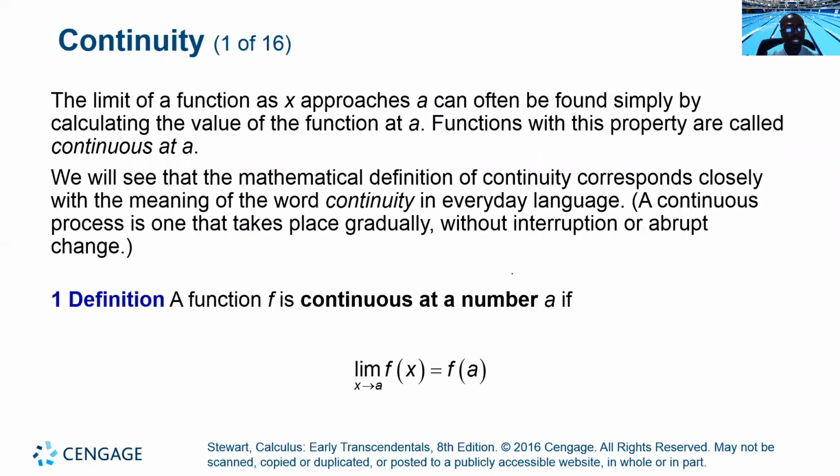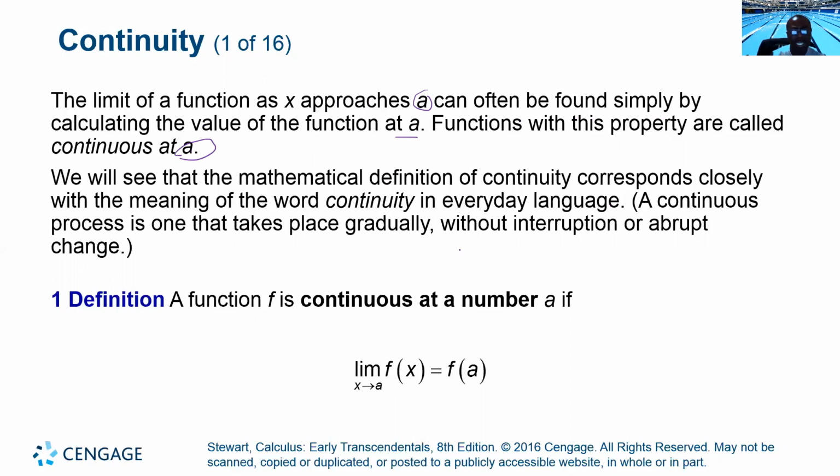Okay, so let's begin with the first, defining what continuity or continuous of a function means. Okay, the limit of a function as x approaches a certain value a can often be found simply by calculating the value of the function at that a, if it's in the domain. So functions with this property are called what? Continuous at what? At a. It is in the domain, so we can find that.